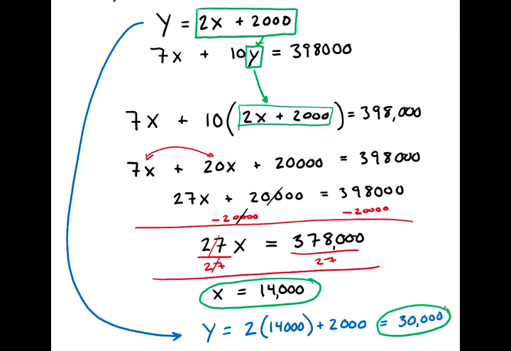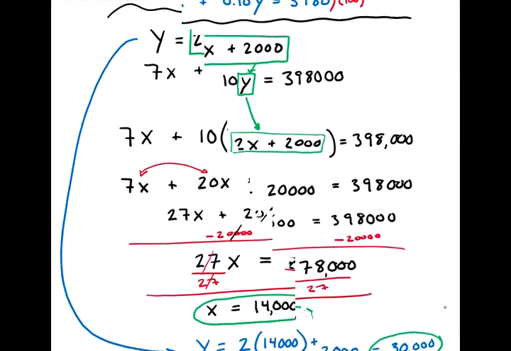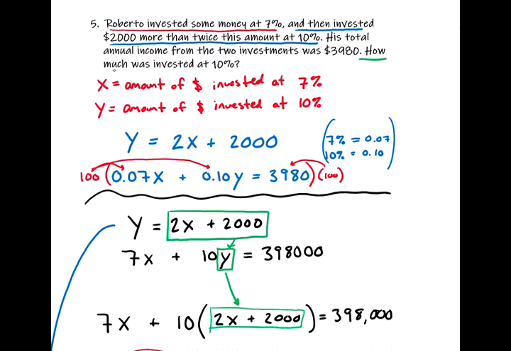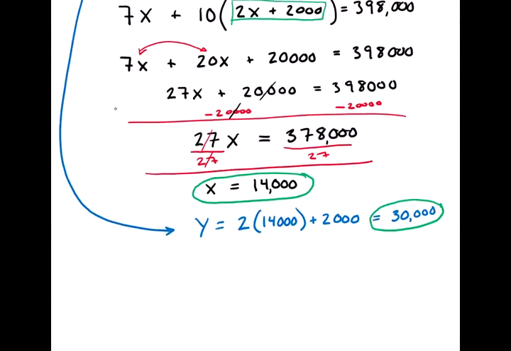Now the original question was how much was invested at 10%? So that's saying what is y? And we know now that y is equal to 30,000. So final answer, we would say $30,000 invested at 10%.